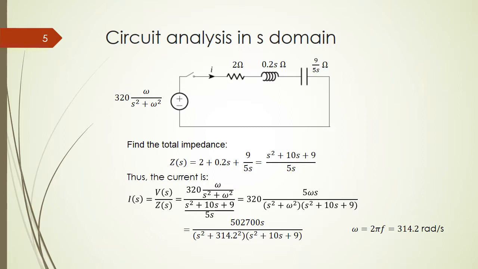Notice that here I will keep omega so that you see the form clearly, and then I will replace omega with 2 pi f, which is 314.2 radian per second, and we can have the form with only the variable s. So this is our current in the s domain. We don't see any t here, just s.